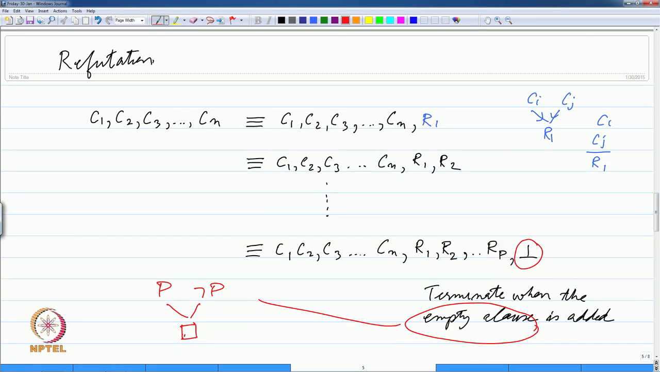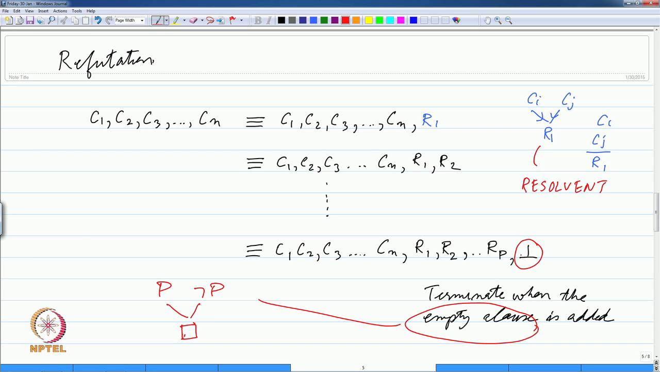So, what is the logical argument that we are making here? We are saying that these different instances of knowledge bases or formulas or sets of clauses are logically equivalent, because we have shown that adding that extra resolvent, so this is called the resolvent, the two sides are logically equivalent. So, the first set of clauses, C 1 to C n, is logically equivalent to C 1 to C n plus R 1, which is logically equivalent to C 1 to C n plus R 1 plus R 2, and so on and so forth till the last one we have derived.